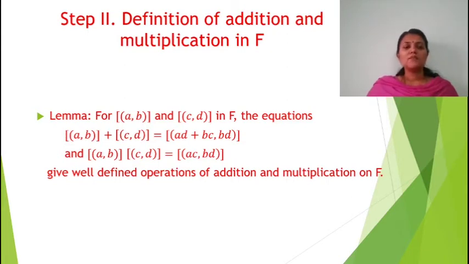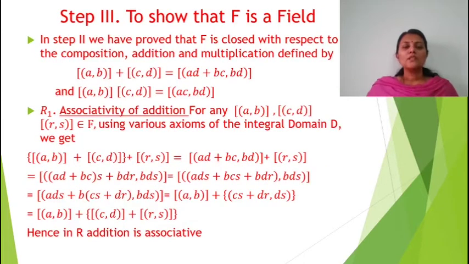Now we have defined the addition and multiplication as compositions in F. The definition is [a, b] plus [c, d] equal to [ad plus bc, bd], and [a, b] times [c, d] is equal to [ac, bd], which gives the well-defined addition and multiplication on F. Up to this much we completed last day. Today we have step 3. We have to show that F is a field.